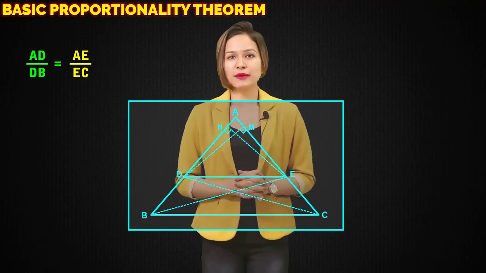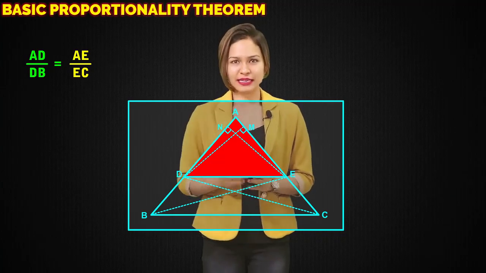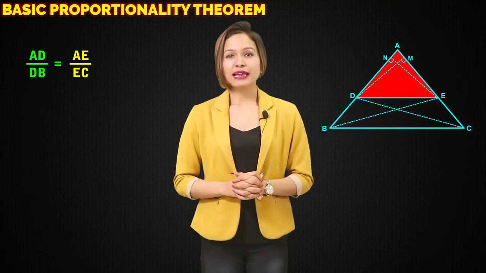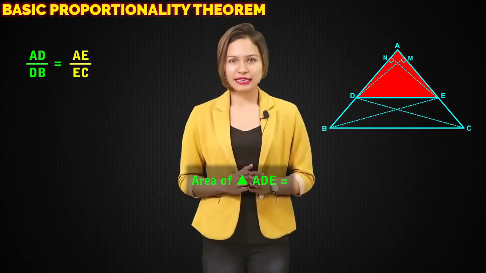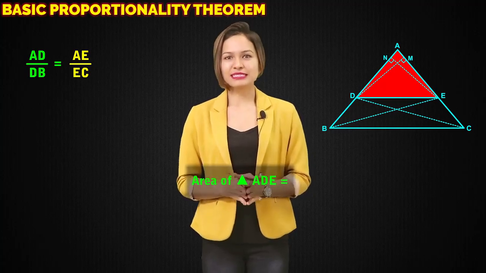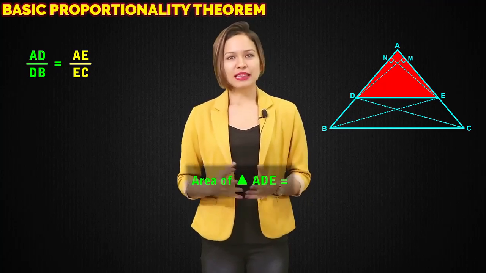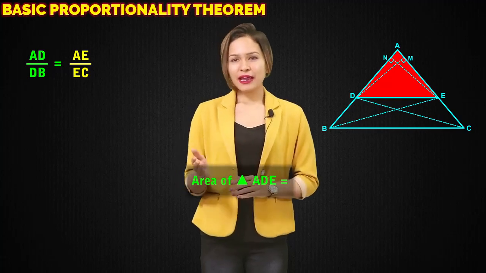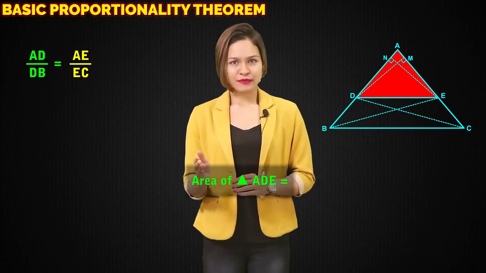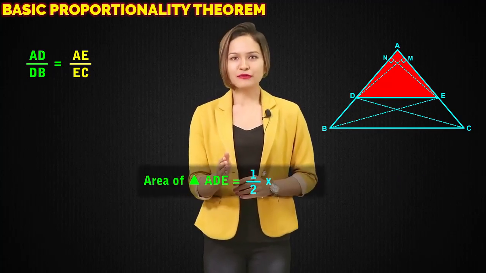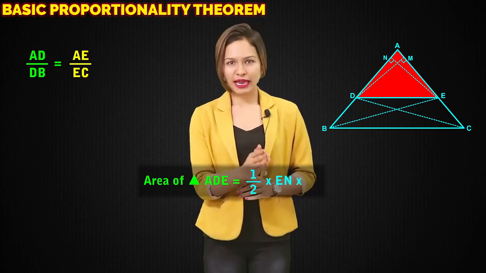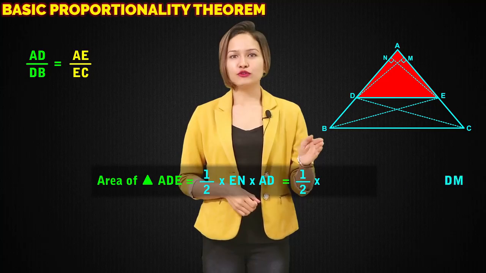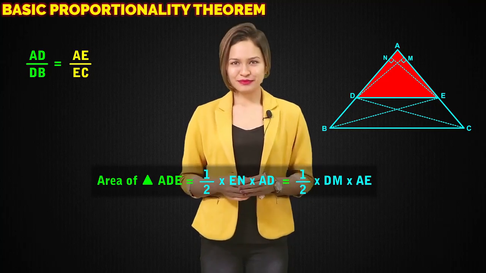Now, can you tell me the area of triangle ADE? So, we can calculate the area of triangle ADE in two ways, since there are two perpendiculars that we have already drawn. So, area of triangle ADE is equal to half into EN into AD, and it can also be written as half into DM into AE.